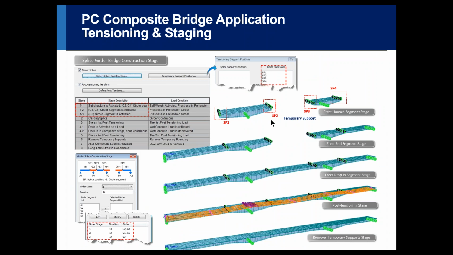Example sequences, which I'll be showing again in the program. So temporary support will be applied first, and then the end segment, and then the middle segment. And the post tensioning can come first before the deck is poured. After the deck is poured, you can also second post tension them too.